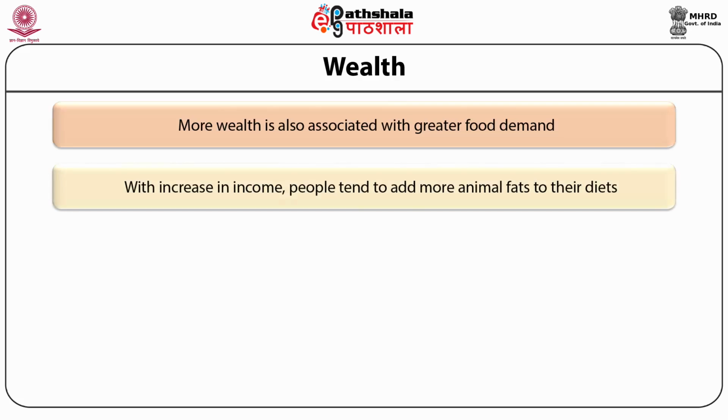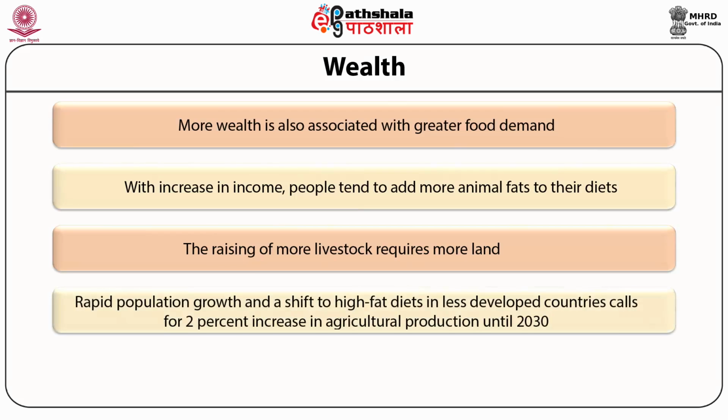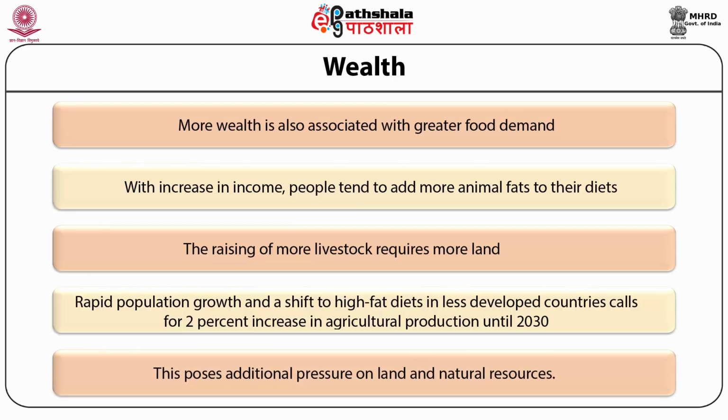With increase in income, people tend to add more animal fats to their diets. The raising of more livestock requires more land. Rapid population growth and a shift to high-fat diets in less developed countries calls for a 2% increase in agriculture production until 2030. This poses additional pressure on land and natural resources.